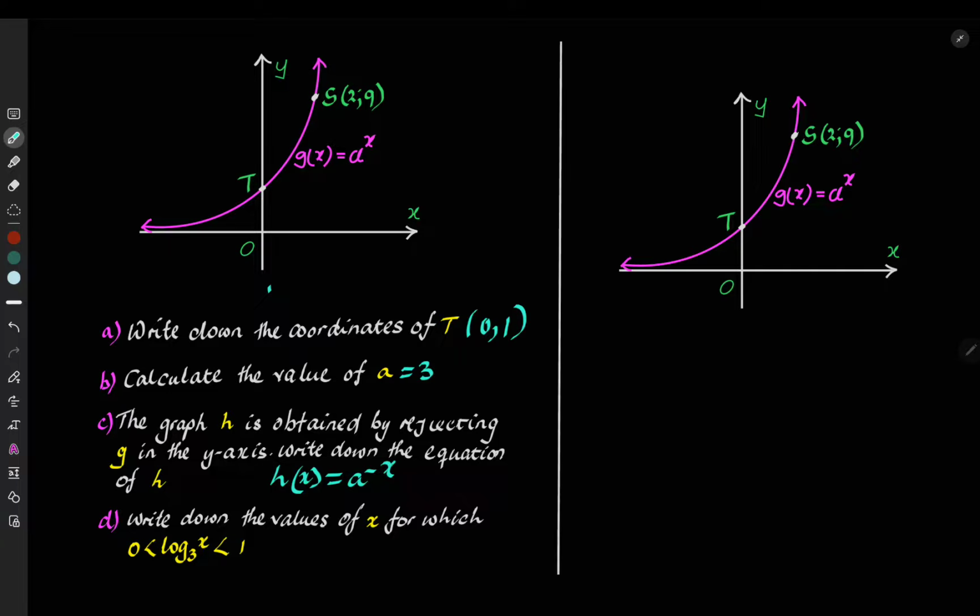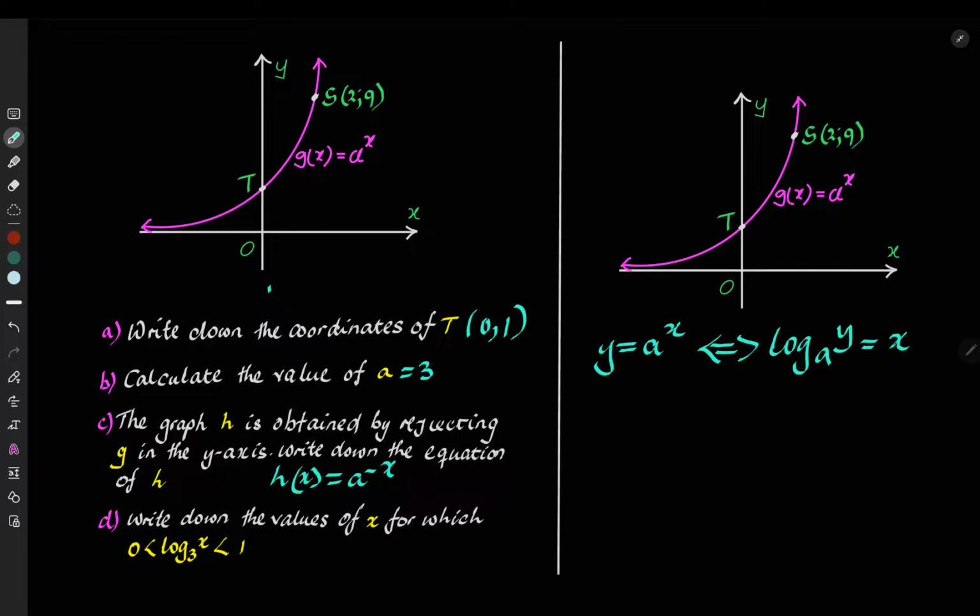Now, for part D, we are asked to write down the values of x for which log 3x is greater than 0 and less than 1. Where is the log 3x coming from? Now, if you are dealing with an exponential function, you already have to know that the inverse of an exponential function is always a log. So let's say you are given a function y is equal to a to the power of x. Automatically this can be rewritten in the form of logarithms as, the a still remains the base here, so that will be log a y is equal to x.